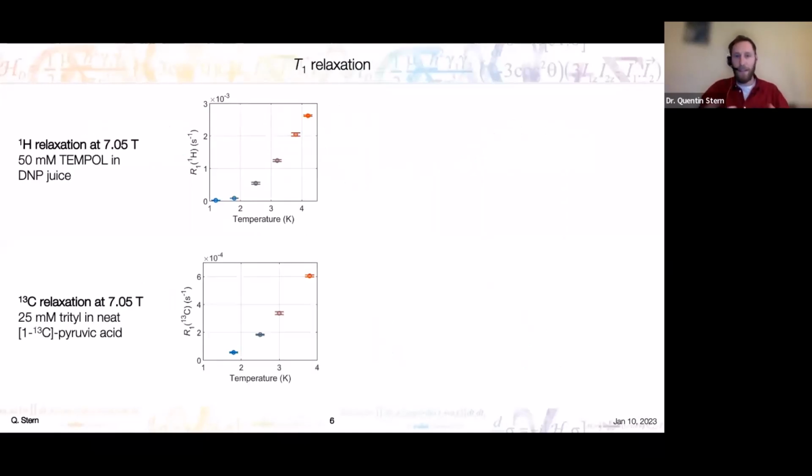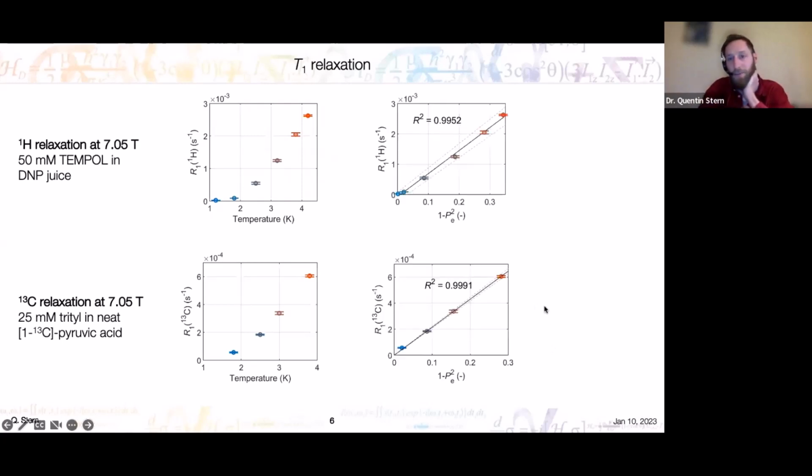As a first very simple example, we can have a look at T1 relaxation. Here I have measured proton and carbon relaxation as a function of temperature in 2 archetypical samples, at 7 Tesla. Moving temperature means that I'm moving the electron polarization, and so I can translate this measurement into R1 as a function of 1 minus p squared. And I find a reasonable correlation in both cases. So the formula that I have shown earlier seems to apply to this.